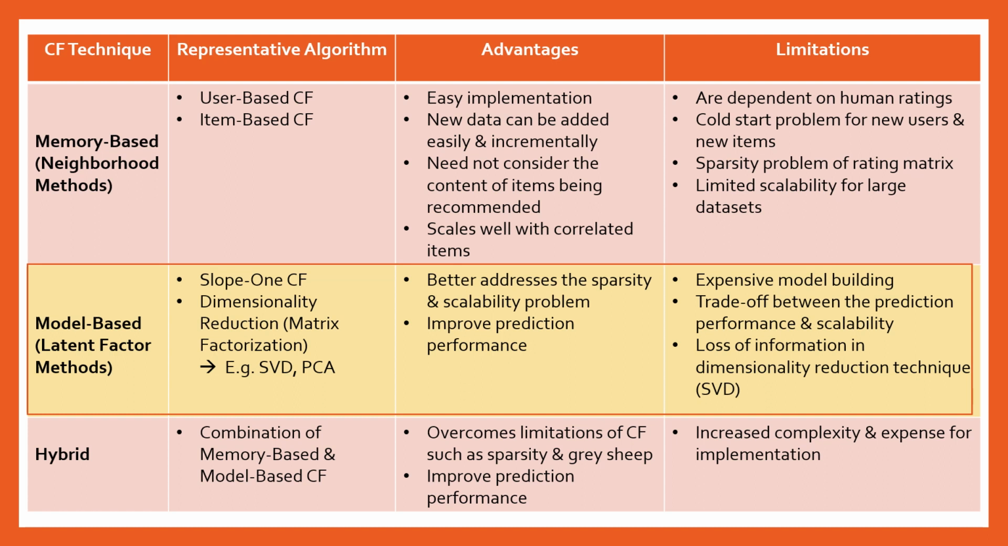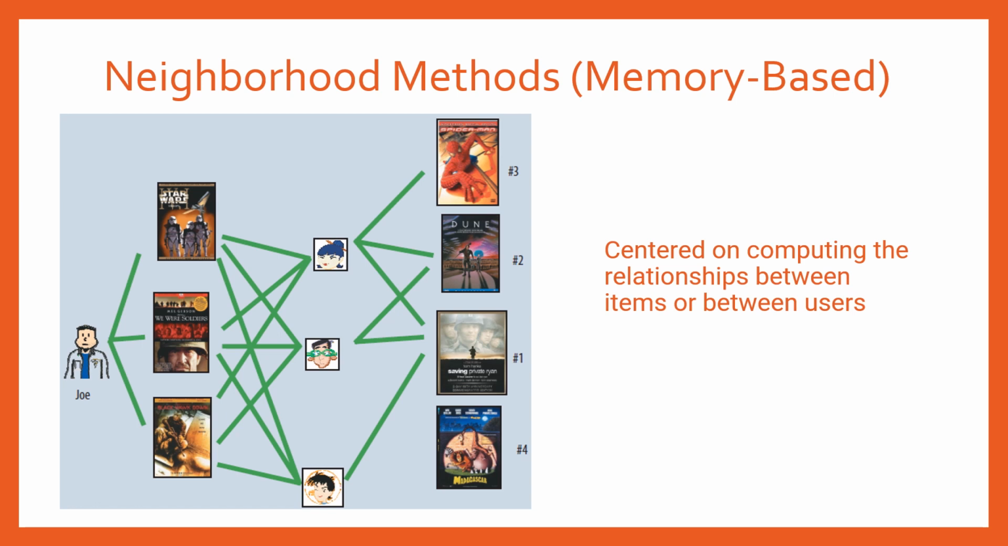Lastly, there are hybrid techniques, which are a combination of the two, and further overcome limitations such as scarcity and gray sheep, as well as improve prediction performance further. Now, to turn the focus back to collaborative filtering, I will briefly go over the two types mentioned above. There are neighborhood or memory-based methods, which are centered on computing the relationships between items or between users, as can be seen in this Netflix example in the diagram shown.